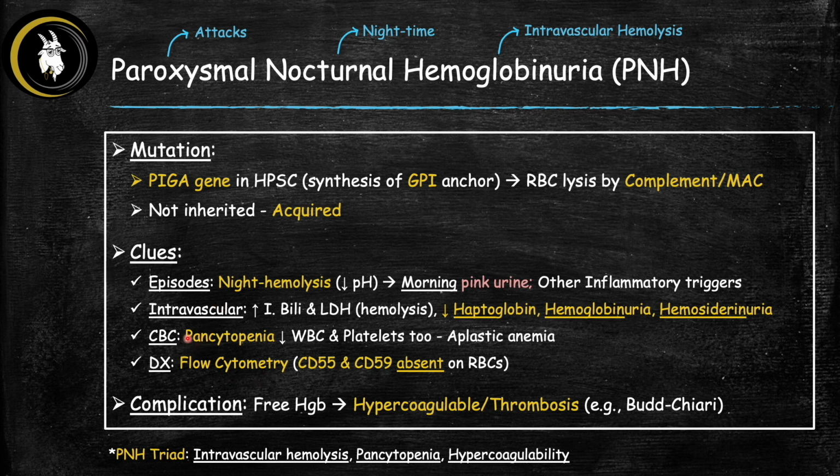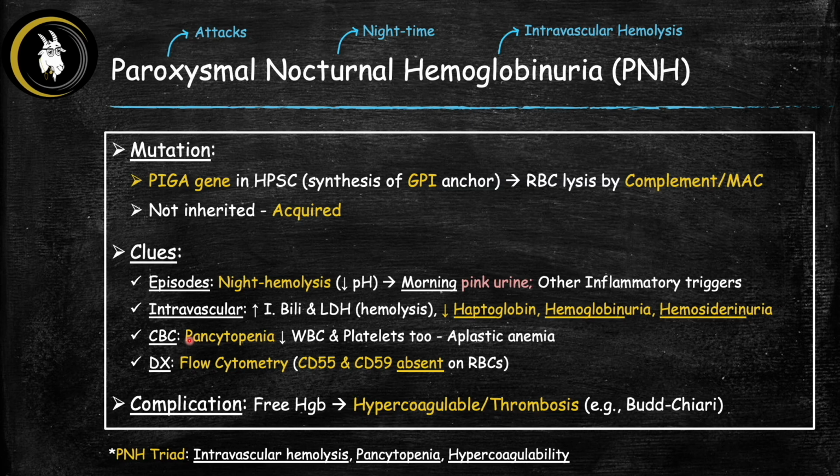The next clue is the CBC, which is going to often show pancytopenia and aplastic anemia, meaning that in addition to anemia, the white blood cells and platelets are also decreased. And it's thought that this may be due to an autoimmune attack against the stem cells, but the exact mechanism is not known, so you don't need to worry about the details. What you have to know, though, is that PNH is associated with pancytopenia and aplastic anemia.